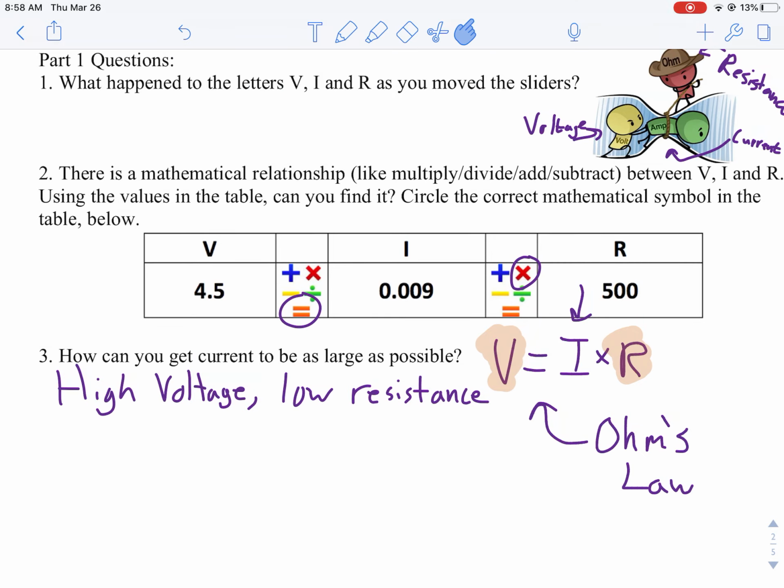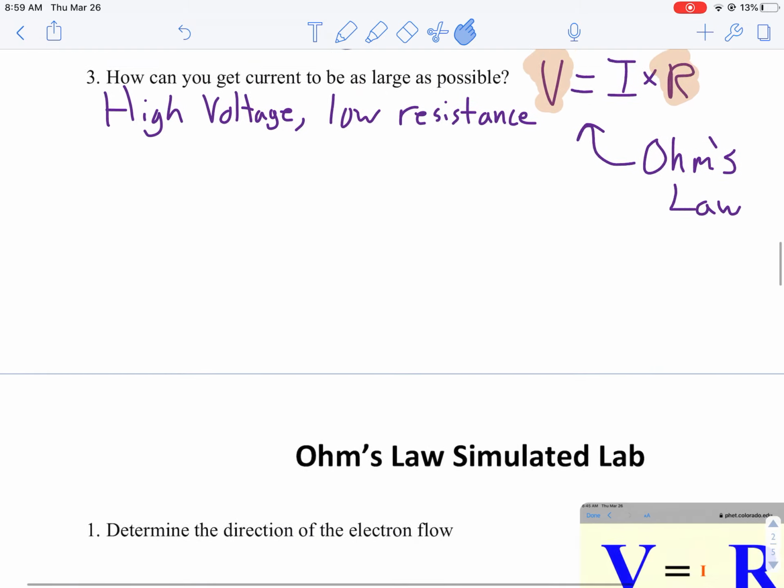If we were going to use a metaphor here, we can think of voltage kind of like water pressure. So if you were to try to increase the flow of water through a pipe, you would want to increase your water pressure as high as possible. And then you would decrease your resistance. So, as large a hose as you could possibly get with no turns or kinks or anything along those lines.